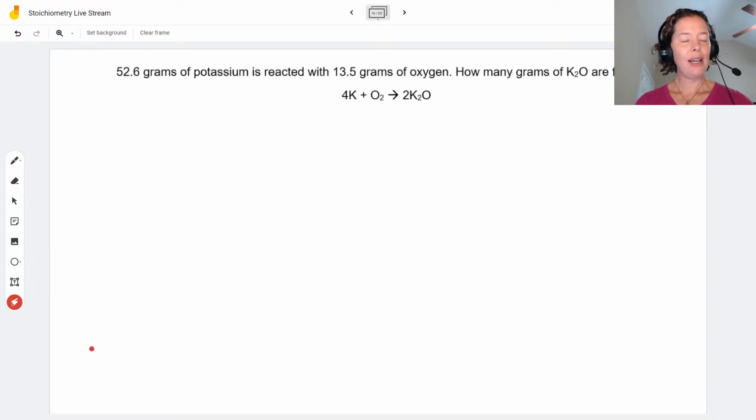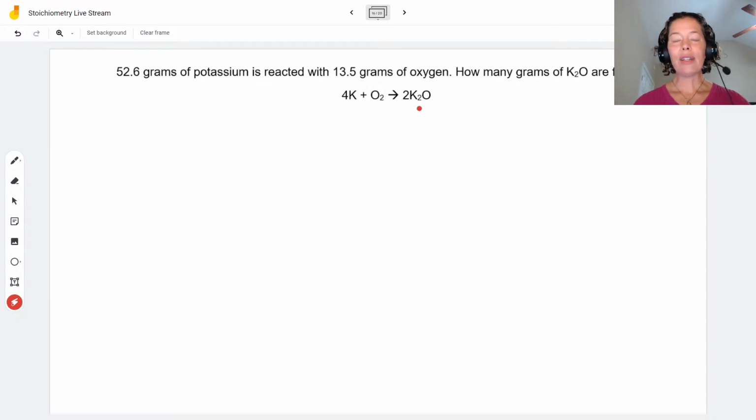All right, so I know it's stoichiometry because I'm given information about potassium and oxygen, and I am asked about potassium oxide. So I need a balanced chemical equation to relate these two. There it is, right there. I know it's a limiting reagent problem because I'm given information about the potassium and the oxygen, both of my reactants. So I need to first identify which one is going to run out first, which one is going to limit me before I predict products.